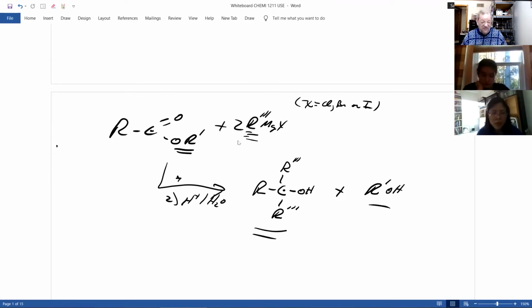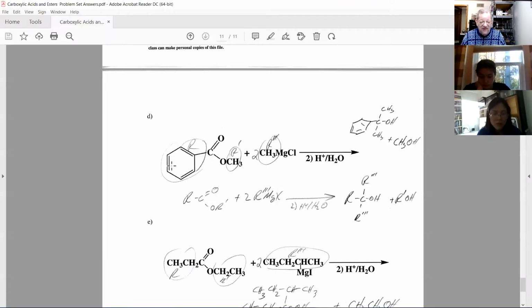So in the real world, you try and keep R prime as small as possible so you can distill it off easily to get the complex alcohol. And if we look here, we have R is a benzene ring, R prime is methyl, R triple prime is methyl. I make this alcohol here, and this alcohol comes from R prime.